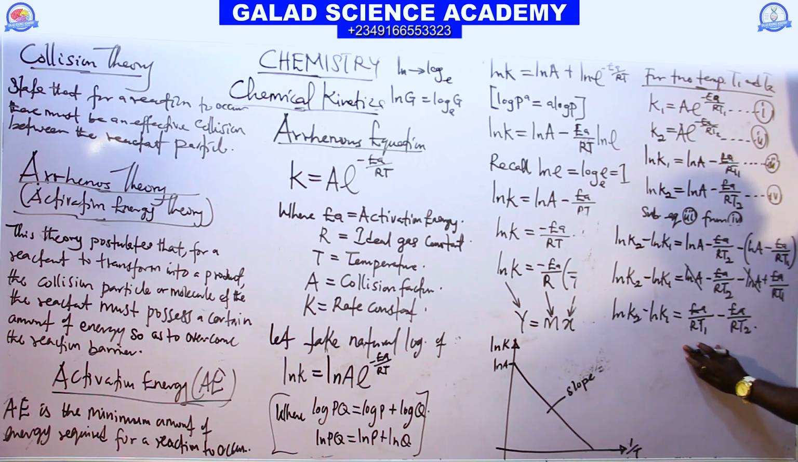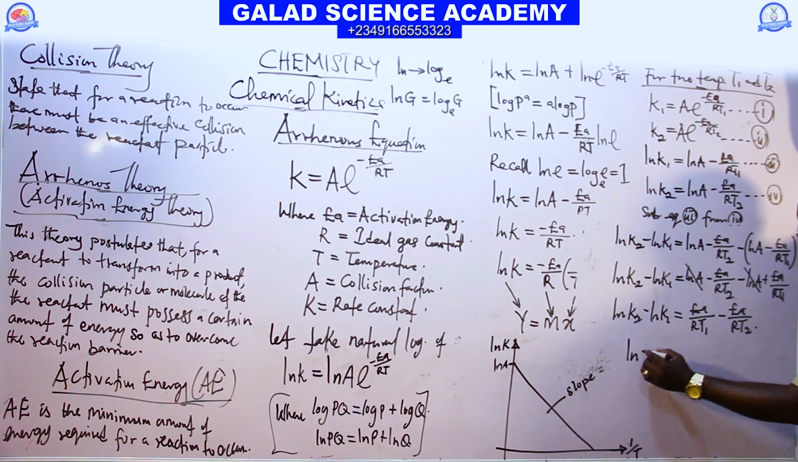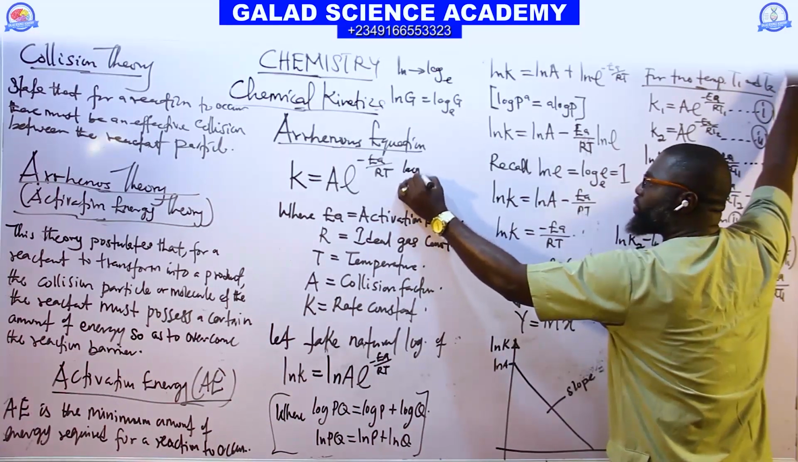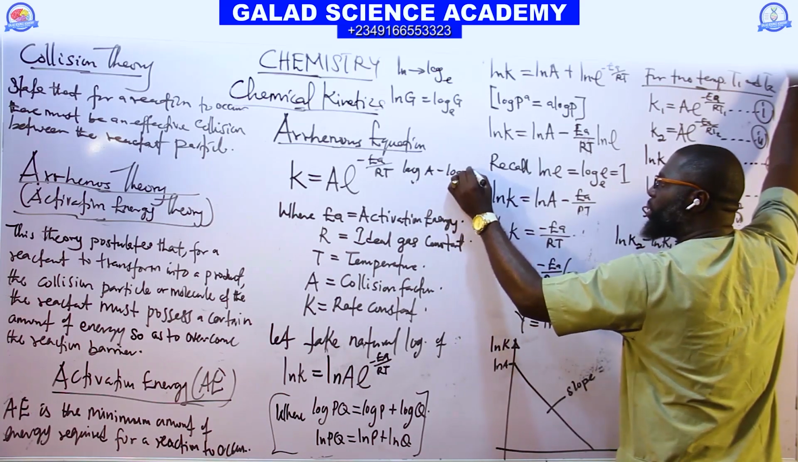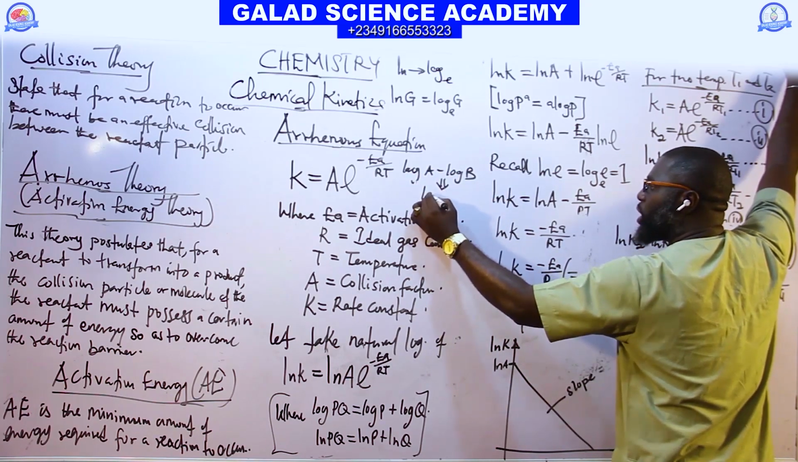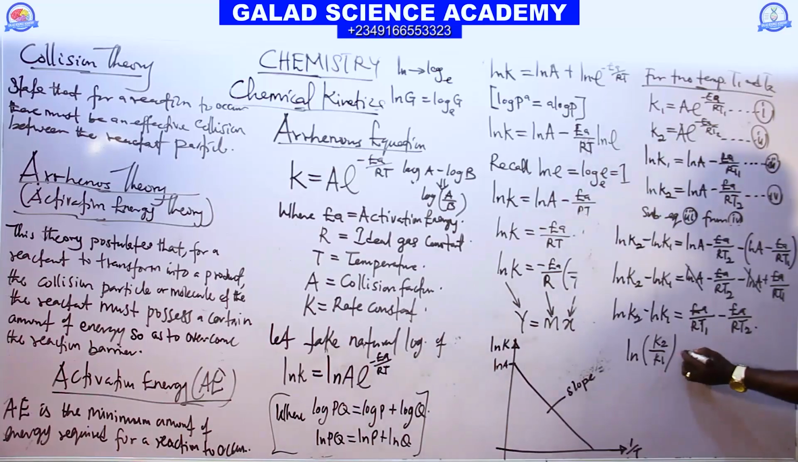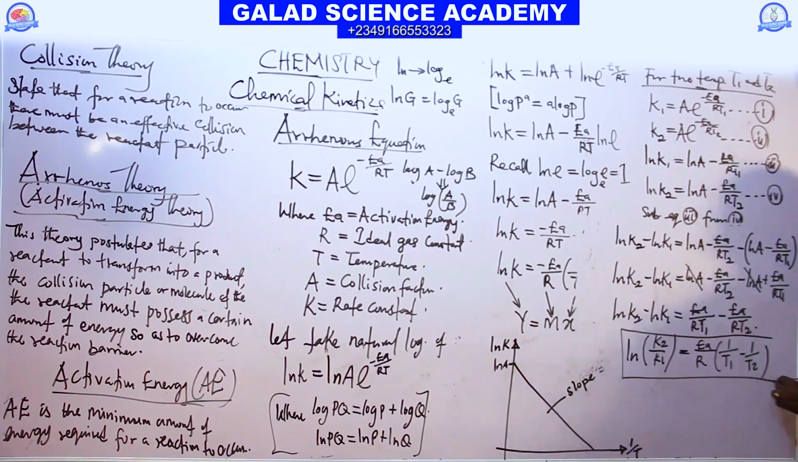From the law of logarithm, this can change to a division. It will be ln k2 over k1. In logarithm, if you have log A minus log B, it will give us log A divided by log B. So this is what I apply here. Come back to here. We have Ea over R times 1 over T1 minus 1 over T2.